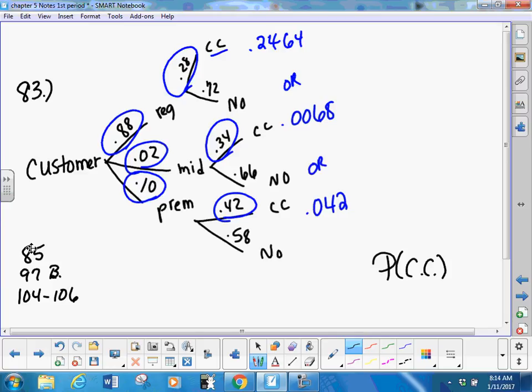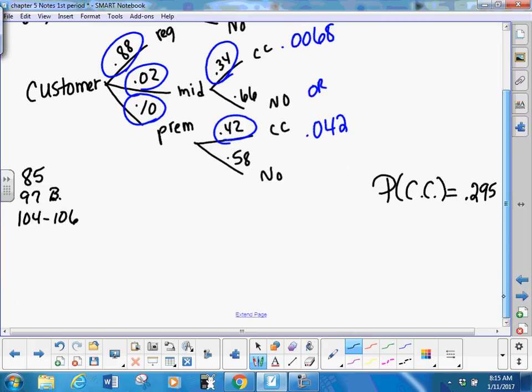And 83 also asks about the probability that you would use a credit card. What's the probability that a person would use a credit card? And the answer was 29.5% or 0.295. You needed all of that to do 85. Because 85 asks you to refer to exercise 83. Given that the customer paid with a credit card, find the probability that she bought premium gas. So you would write this probability statement this way.